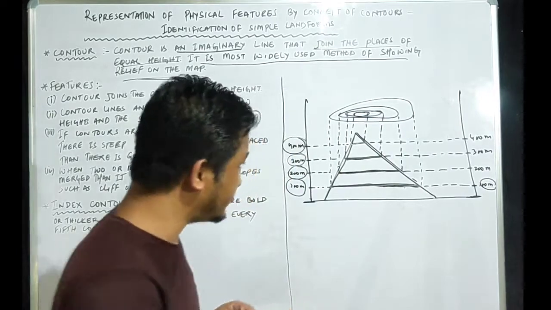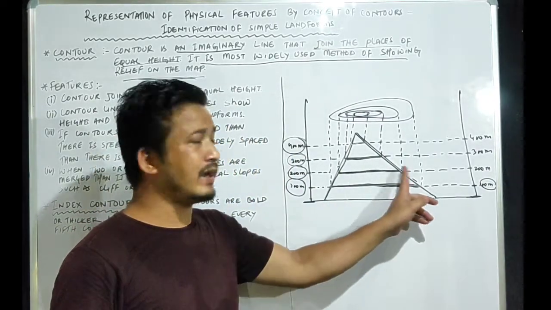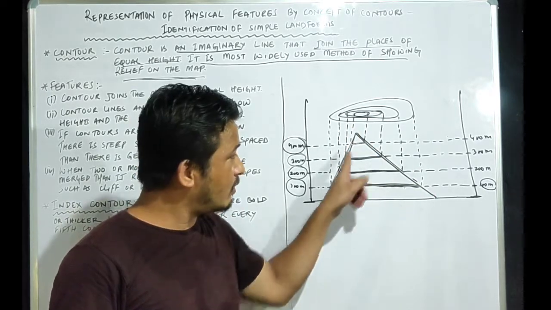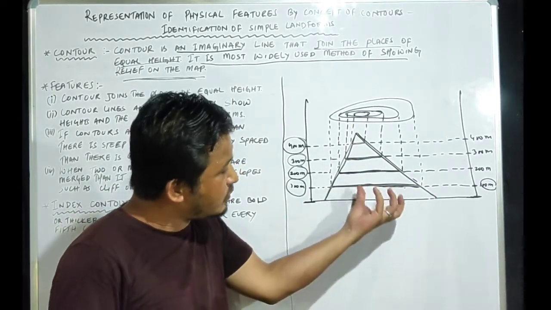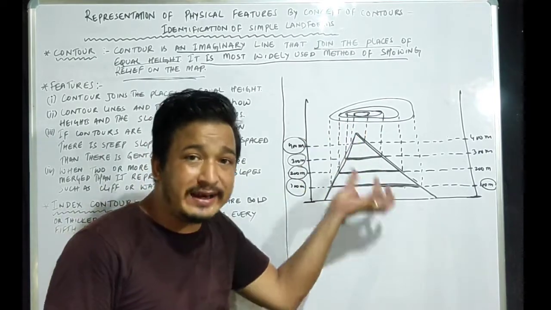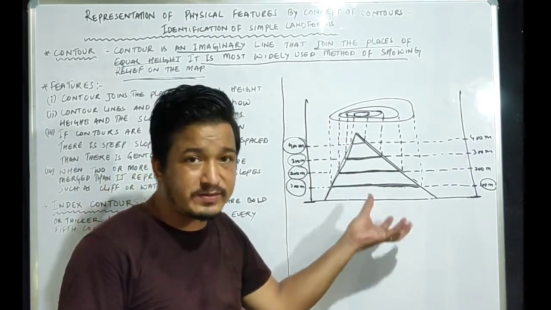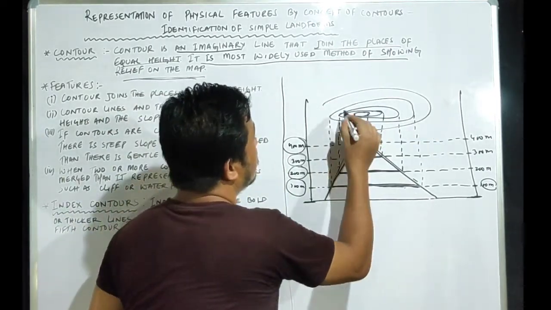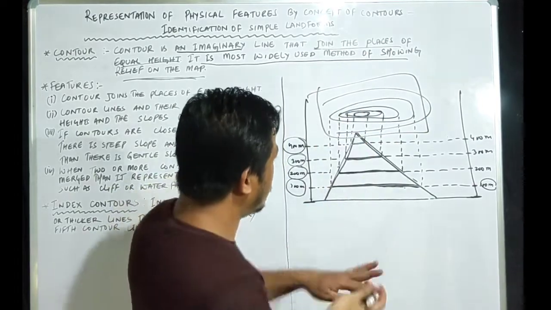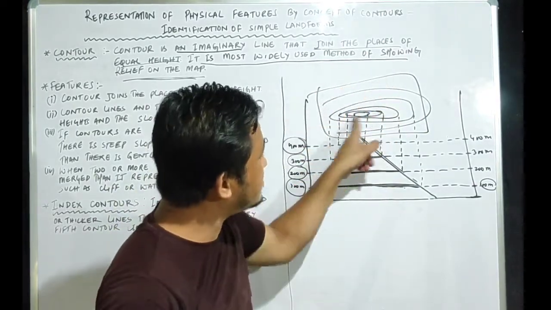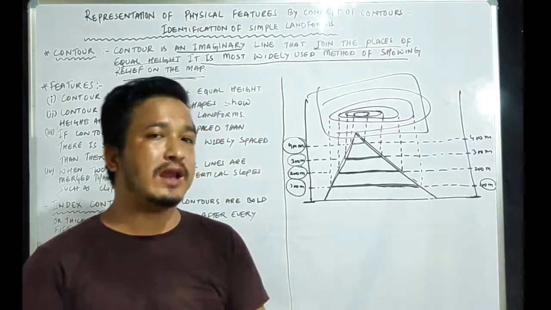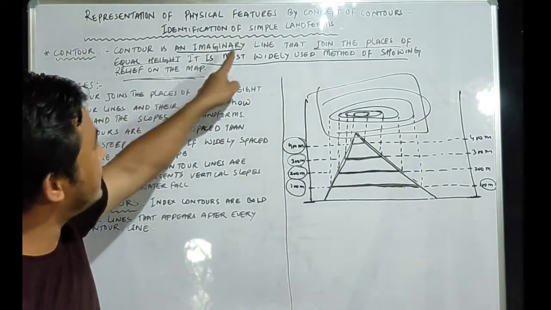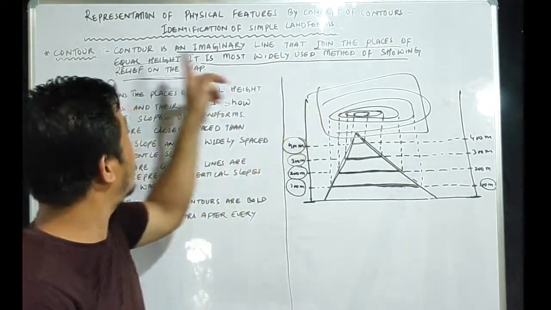So students, here you can see these are not contour lines. These are actual features on the hill, or you can say physical features. But we have to represent these physical features, the height of these physical features and the slope of these physical features, on the map. So in this way we will show, and these all lines are known as contour lines. That's why students, contour is an imaginary line that joins the places of equal height.